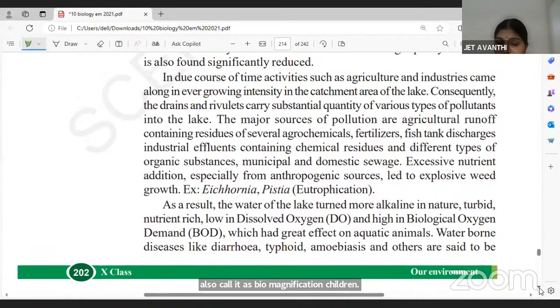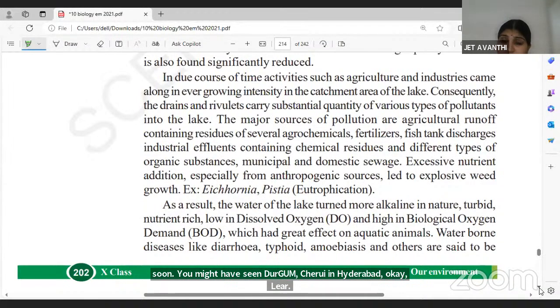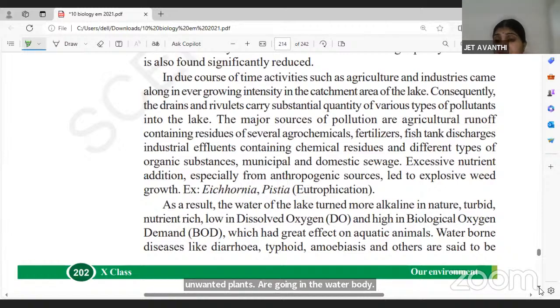So here, when those chemicals are added to the water body, what happens? Some kind of plants will take them and grow abundantly in the water body, and they completely use the dissolved oxygen existing in the water body, and they will not let the other aquatic plants and animals survive in that water body. So there will be death of the aquatic plants and animals soon. You might have seen Durgam Cheru in Hyderabad earlier. All the plants, actually those are all weed plants, unwanted plants, which are growing in the water body. But the government has taken the initiative and it has cleared almost a few of the weed plants. And that kind of place has now developed into a tourist spot. They have done something, isn't it?